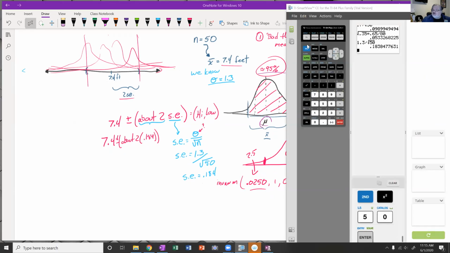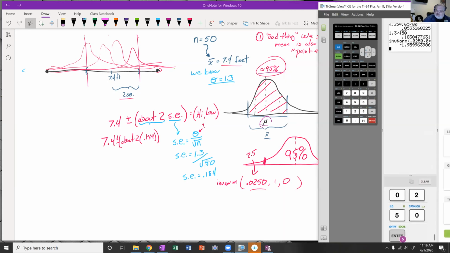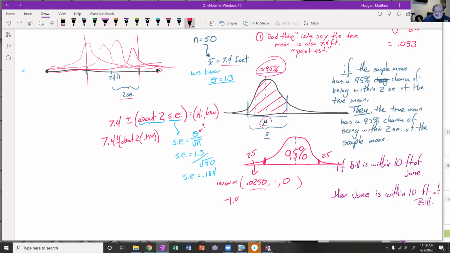So if I grab that calculator, invert norm, that 0.0250, with a mu, I got those backwards, mu first. So mu of 0 and a standard deviation of 1 is negative 1.96. I'm going to round that a little bit. So negative 1.96. Now, that's about 2, right? It's just more accurate.